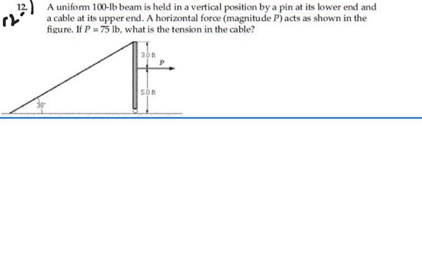We already have our force P given, and so this P is 75 pounds acting at this point. What are the other forces acting on this? Well, we have the weight of the beam itself, which acts at its center of mass, right in the center. And the weight of the beam is 100 pounds. It's acting straight down toward the center of the earth.